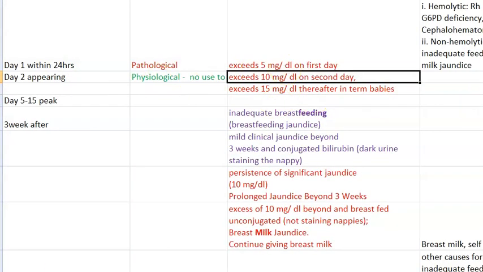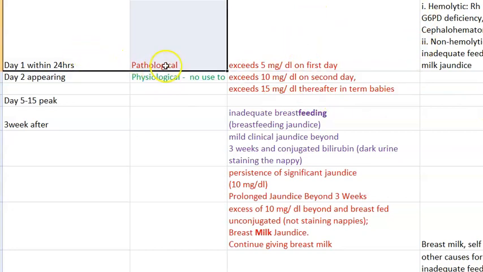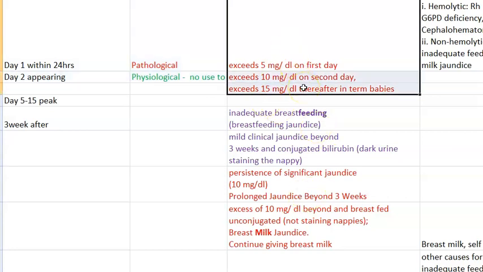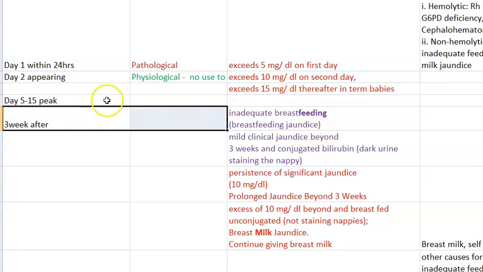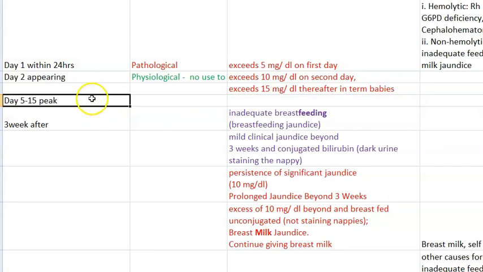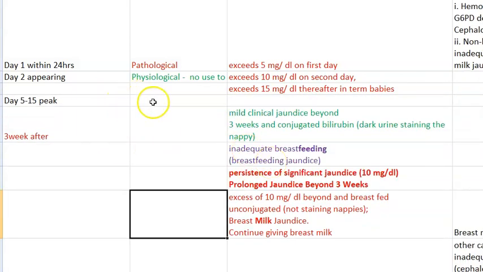Guys, did you understand this? This was just a rough thing that we told you. Day one is pathological, day two is physiological. This is very rough. But understand, if the values are day-wise, greater than 5 milligram per deciliter on the first day is pathological. If it is greater than 10 on the second day, it's pathological. If it's greater than 15 thereafter, it is pathological. 15 is where the palms and soles are involved. Just remember, Kramer rule. Now, coming to day 5 to day 15, it can peak, okay?